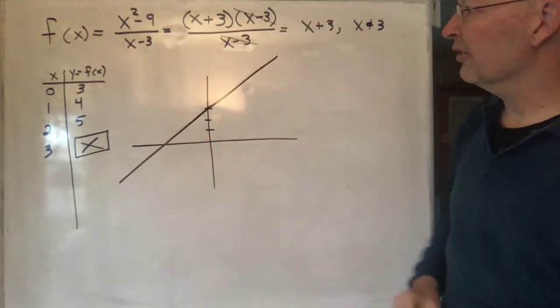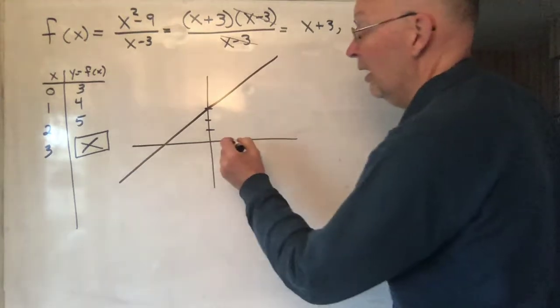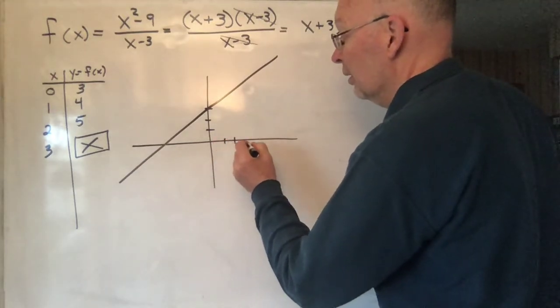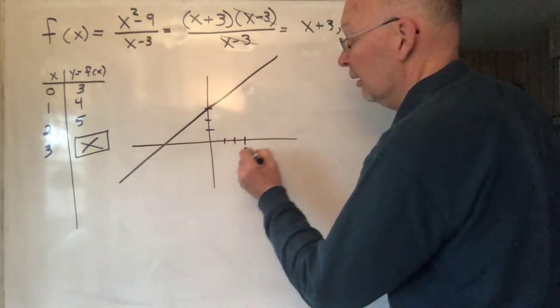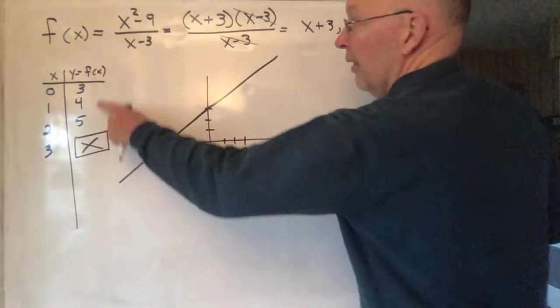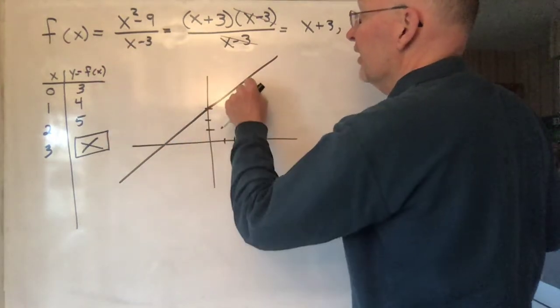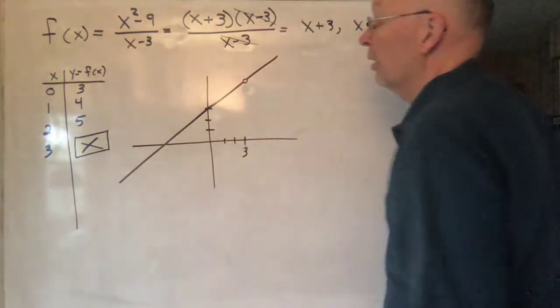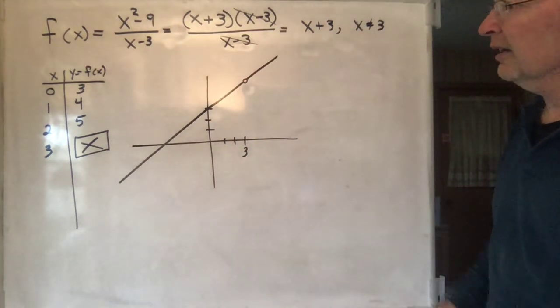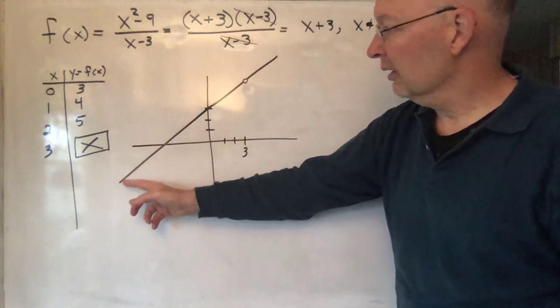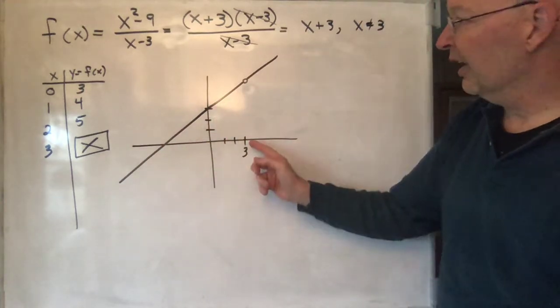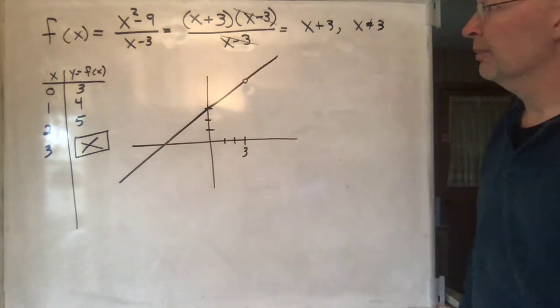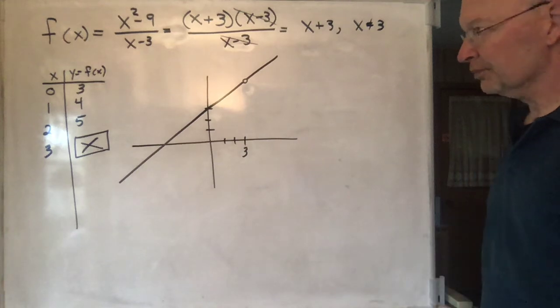That's what this function looks like, except, as I just said, at the value 3, this function doesn't give us anything. So what you have to do is you have to make a little hole right in the function right there to indicate that this function here looks just like this, but at the value 3, nothing comes out. So that's what the function looks like.